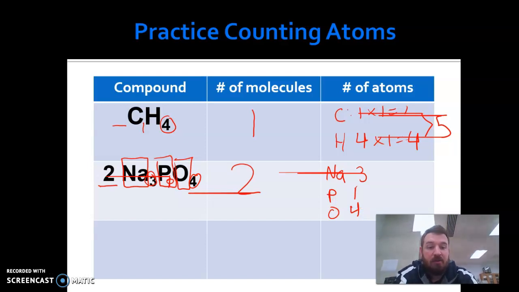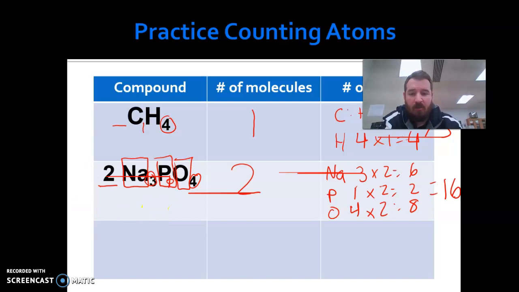Now, remember before I said we're going to have to multiply by how many molecules we have. So we do have 2 molecules, so we have to multiply each of our numbers by 2, giving us 6, 2, and 8 for a total of 16 atoms. Alright.